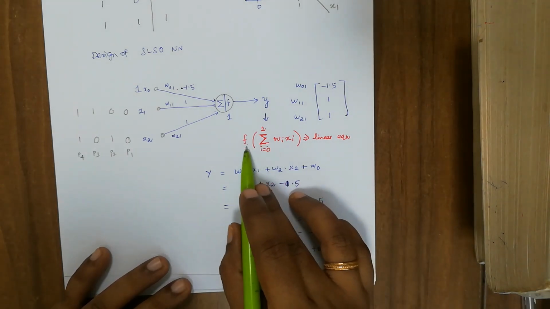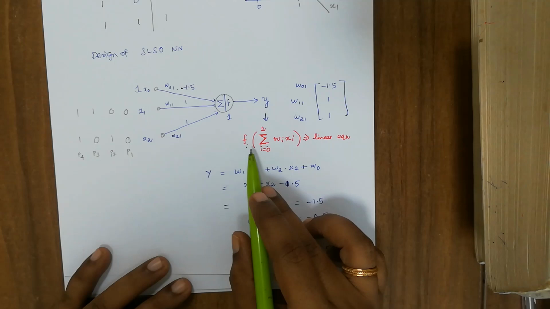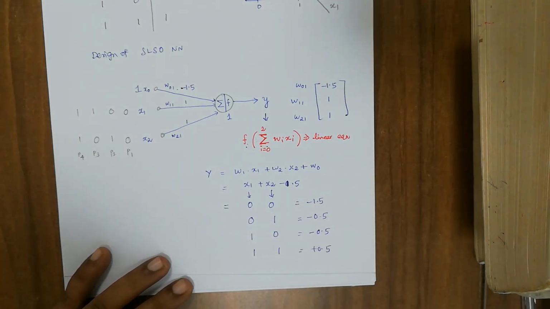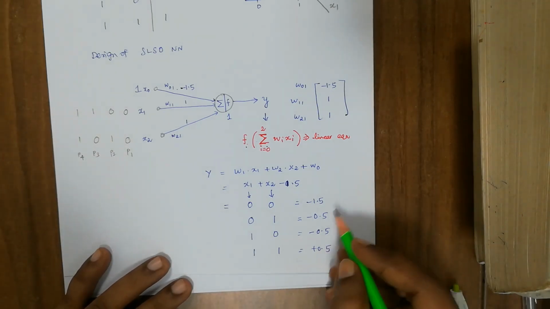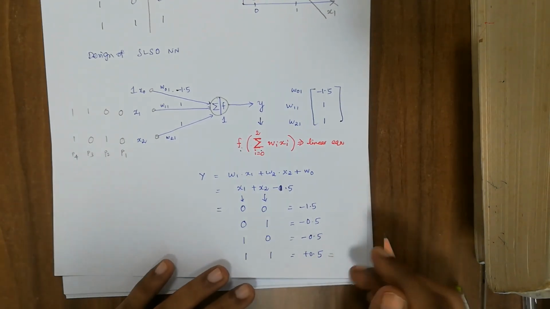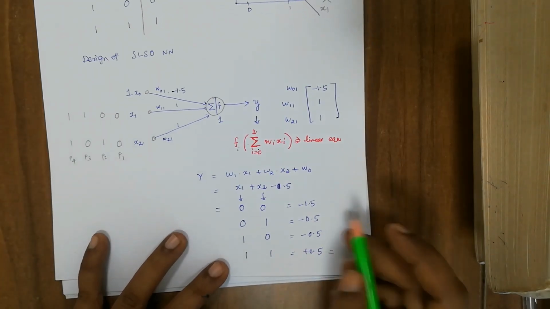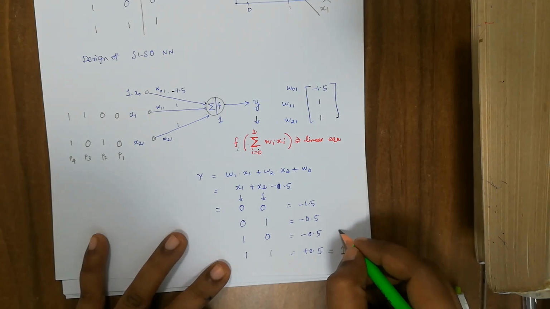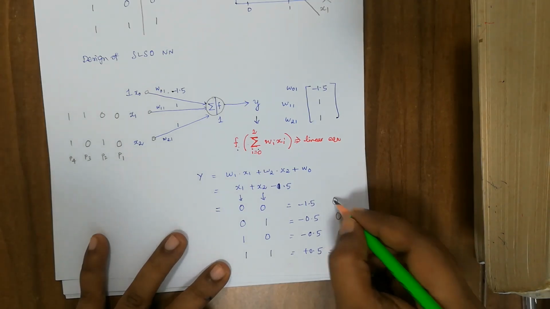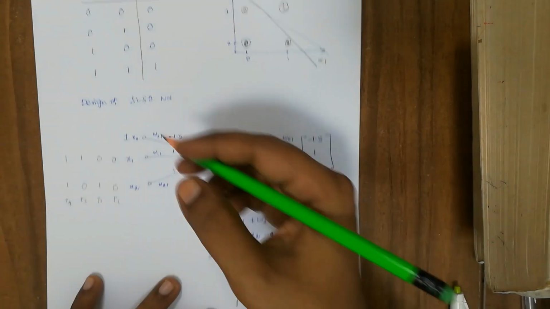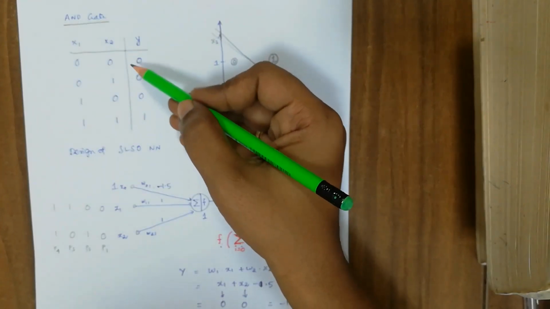Now on top of that we have to apply the nonlinear function. Let us take the simple hard threshold nonlinearity. The hard threshold nonlinearity says that if the output is greater than 0, the result will be 1. If it is less than 0, the output is 0. There is only one output whose value is greater than 0, so this will output 1 and all others will output 0. This is the expected output y, which is the same as the truth table of the AND gate.